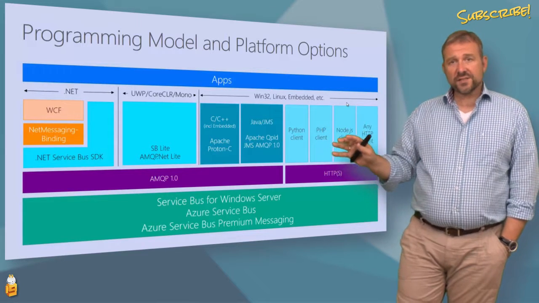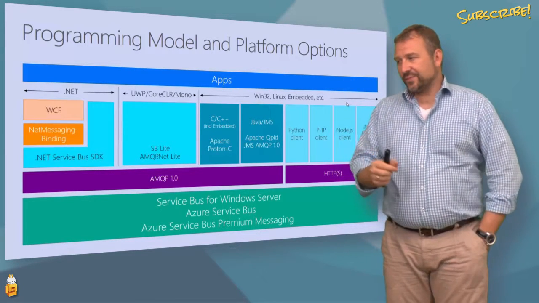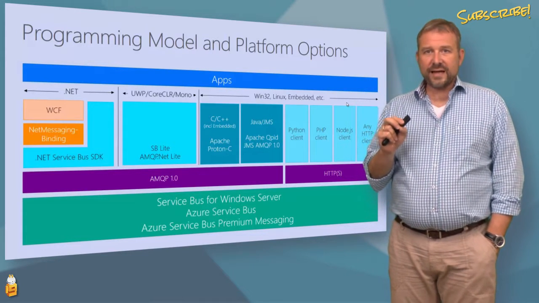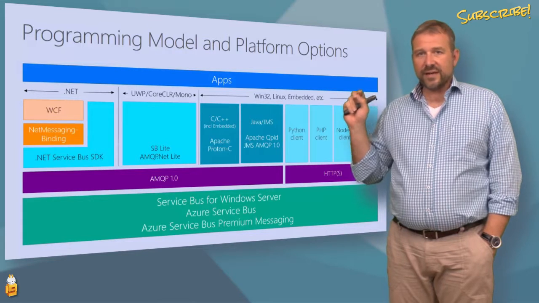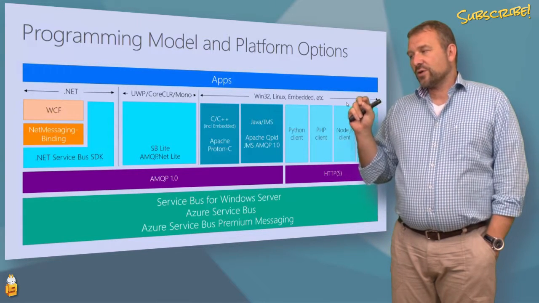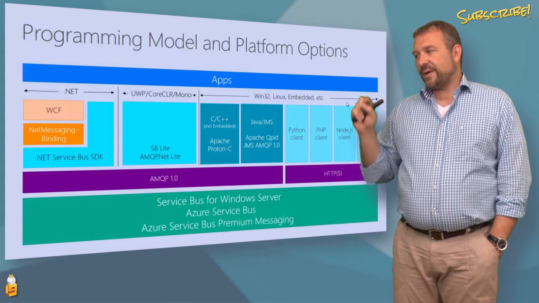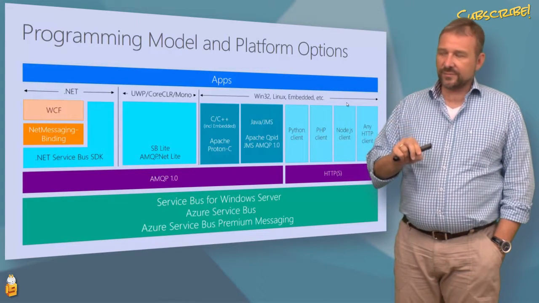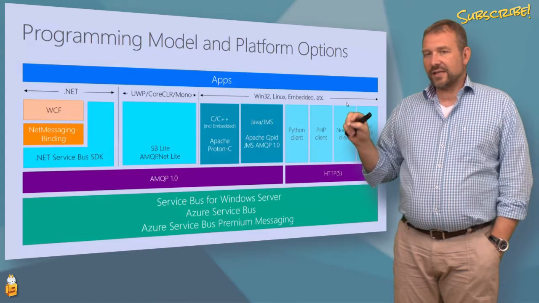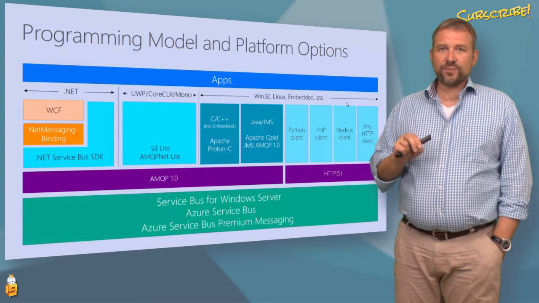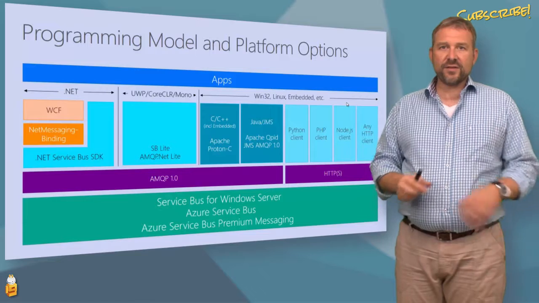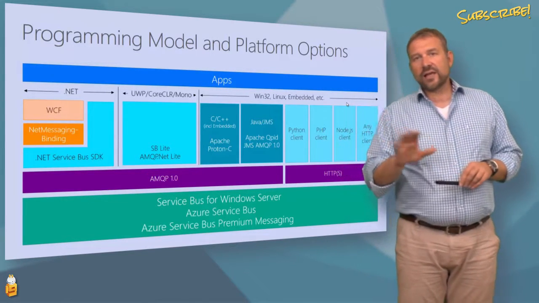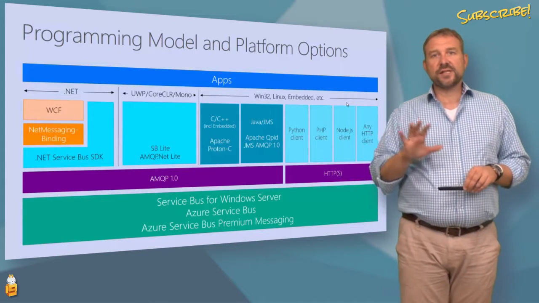For everything else, Win32 apps, Linux apps, Mac OS 10, embedded applications, we're contributing code into Apache Qpid, Proton-C, Proton-J, and that is a library from the Apache Qpid project and has become kind of the universal AMQP 1.0 client library. So that allows you to go and write applications in C, C++.